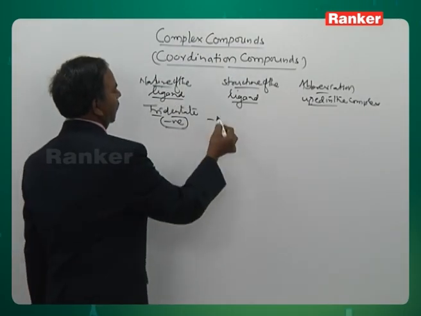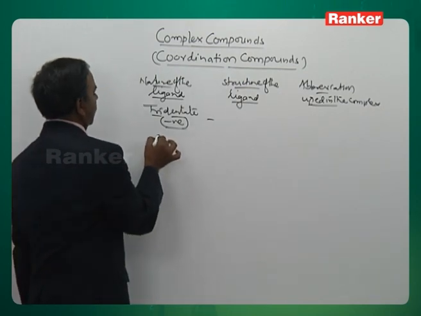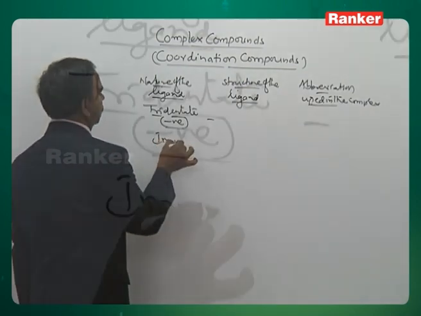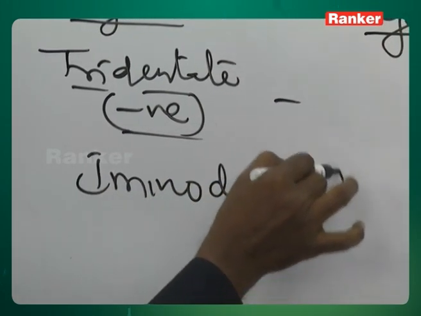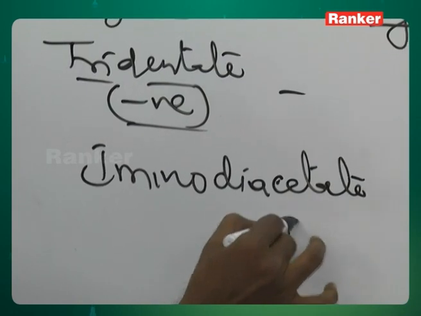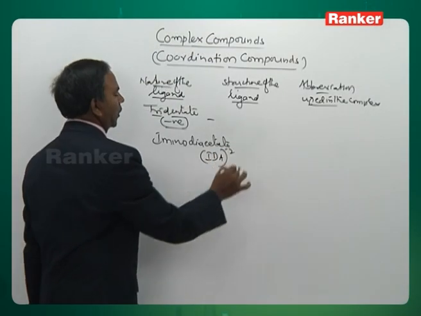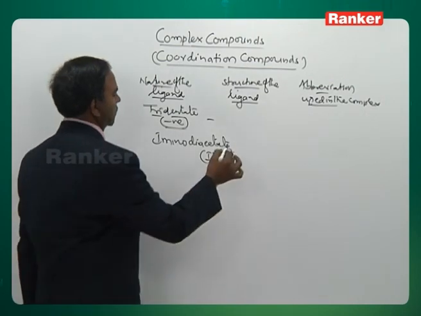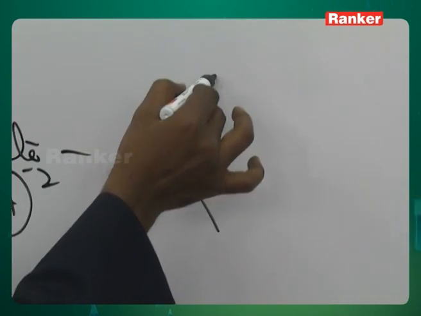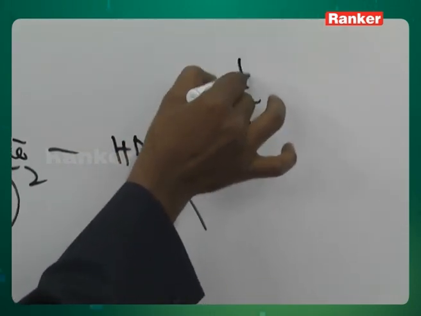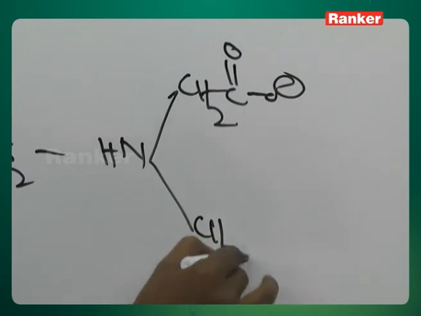Under tridentate negative, let us consider imino-diacetate, IDA. The charge on each ligand is important. It has a -2 charge. The structure of the ligand is NH with two acetates: CH2 C double bond O minus, diacetate imino diacetate.